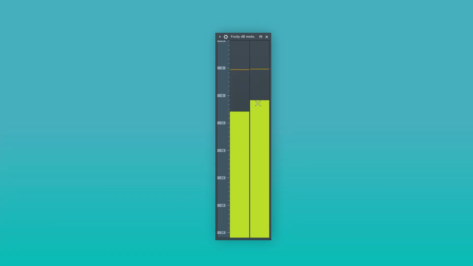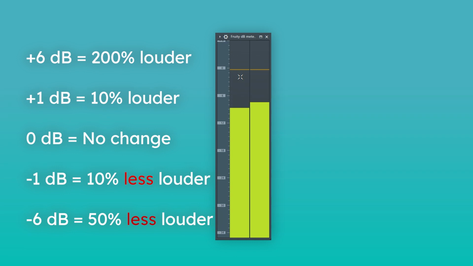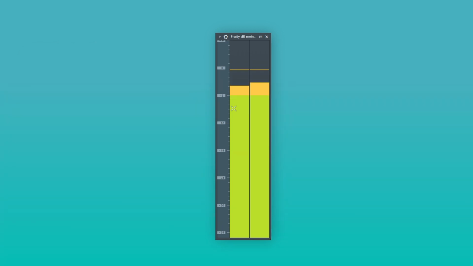Because if you see a plus 6 dB change, that means your sound is twice as loud, which means 200%. And if you see a 1 dB change, that means 10% louder. Negative 1 dB means 10% less loud. And negative 6 dB means 50% less loud. So you can have an idea about the changes that you're seeing in the dB meter.